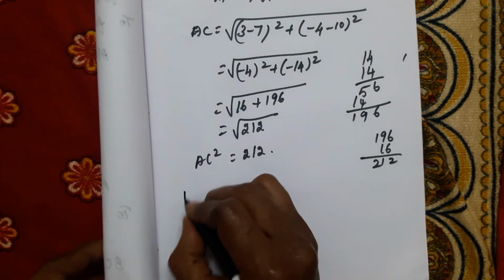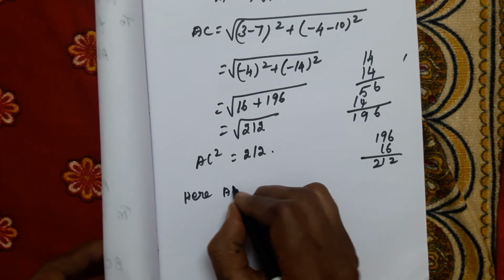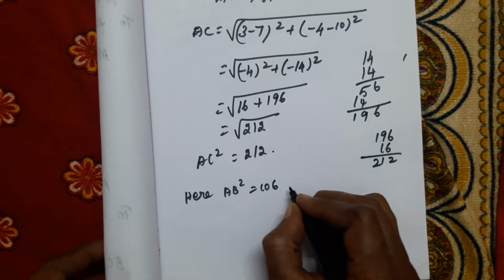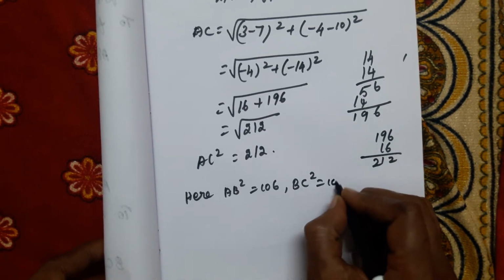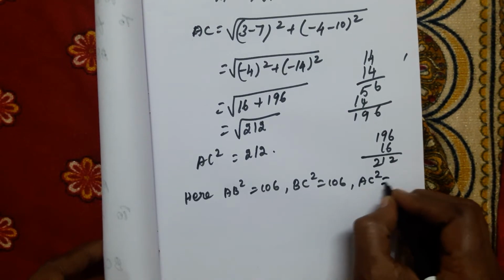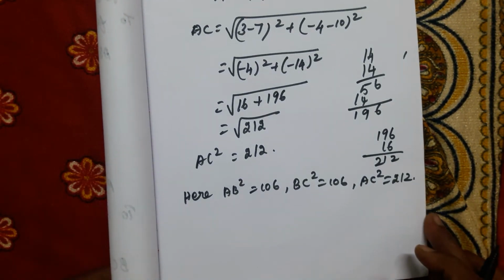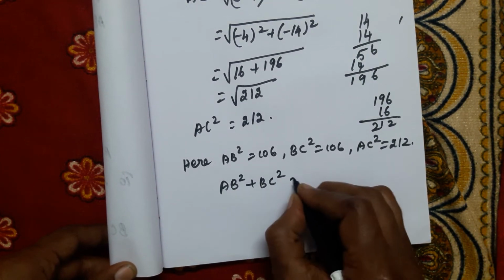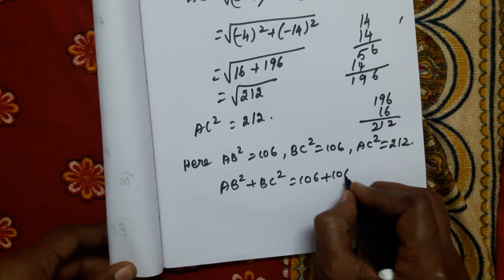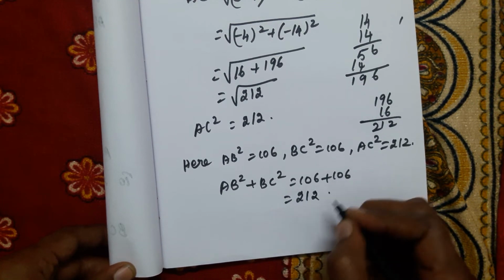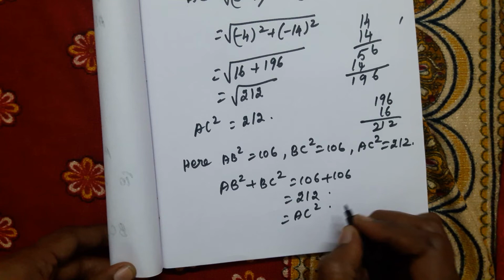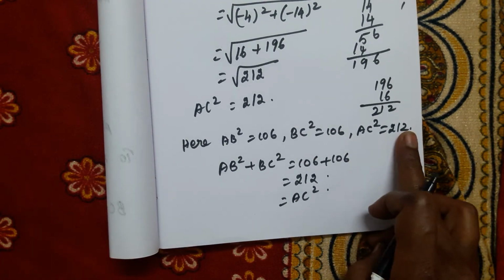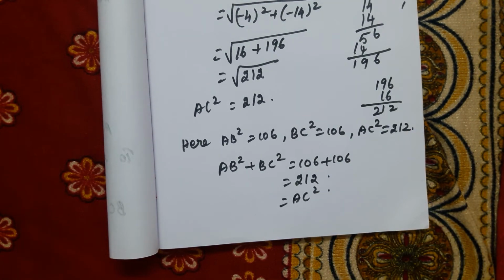Now what we are getting here? AB square is equal to 106. BC square is equal to 106. AC square is equal to 212. Now AB square plus BC square is equal to 106 plus 106 is equal to 212. It's equal to AC square. AB square plus BC square, what we are getting? AC square. Therefore, triangle ABC is a right angle triangle.